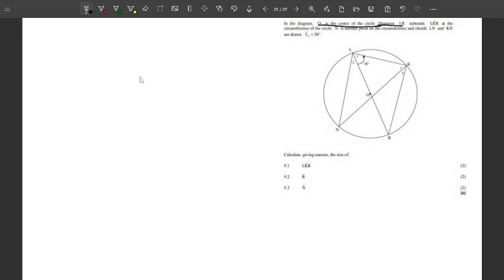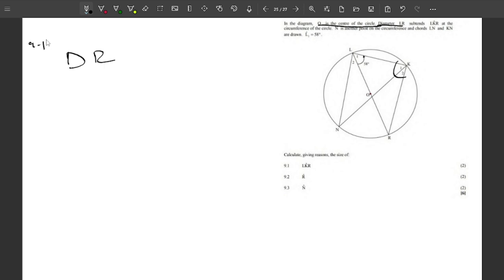Angle L1 is equal to 58 degrees. Sorry about that. Then we know that question 9.1 states: find angle LKR, which is this one. And immediately we hear diameter. We know that we can use angle in a semicircle.